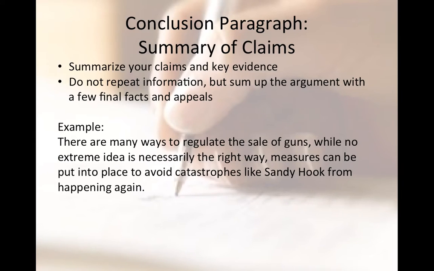Next, you want to summarize your claims. So this is almost kind of like the background information in your introduction paragraph. Don't repeat any information, but sum up the argument with a few final facts and appeals. Appeals means you want to appeal to the audience and get them to agree with you. Here's an example: there are many ways to regulate the sale of guns. While no extreme idea is necessarily the right way, measures can be put into place to avoid catastrophes like Sandy Hook from happening again.